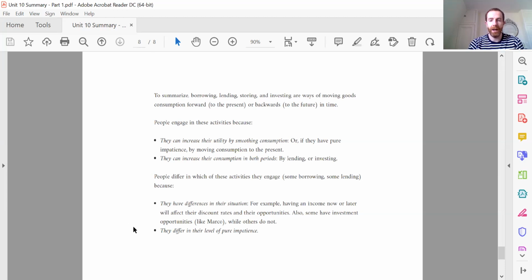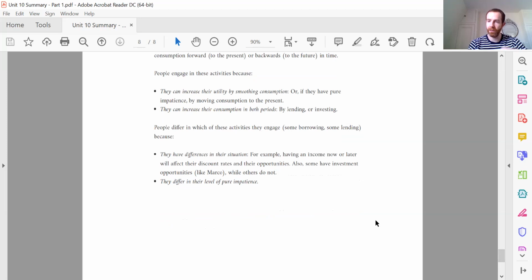And then the other big thing that's going to have an impact is, what are people's levels of pure impatience, and potentially also what about their desire to smooth consumption? How strong is that? So that's the end of this first part of the Unit 10 summary. In the second part, I'll talk about the banking side of things, and I'll also try and tie the two of these things together.